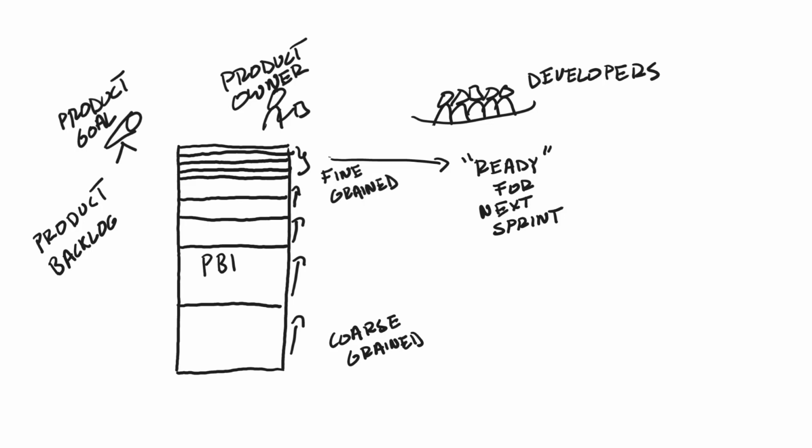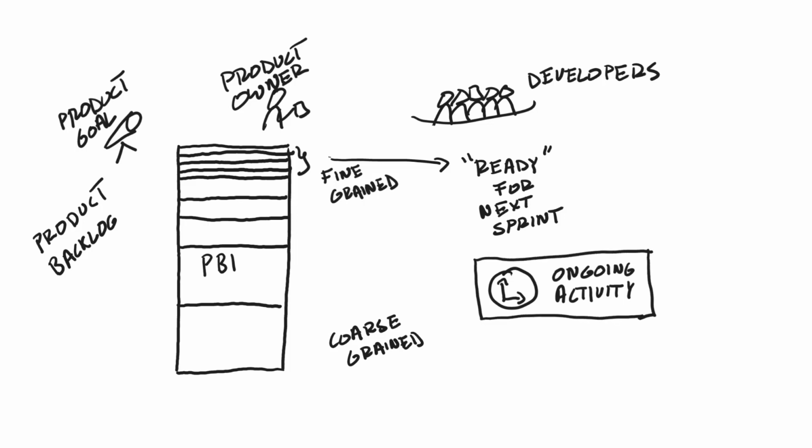Product backlog refinement is an ongoing activity that occurs throughout the sprint. It's not a time-boxed event. Just as the team dedicates time during the sprint to build the product increment, the team also dedicates time to do ongoing product backlog refinement. Refinement involves the Scrum team, with the key conversations happening directly between the product owner and developers.